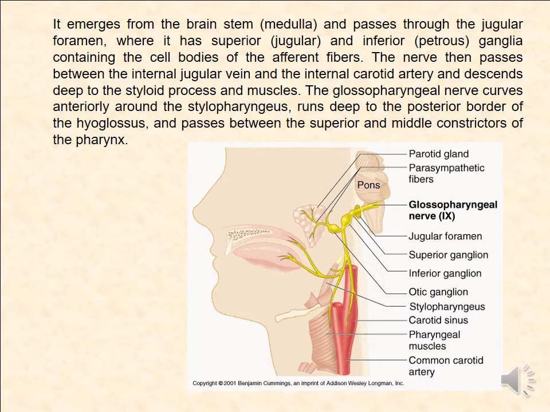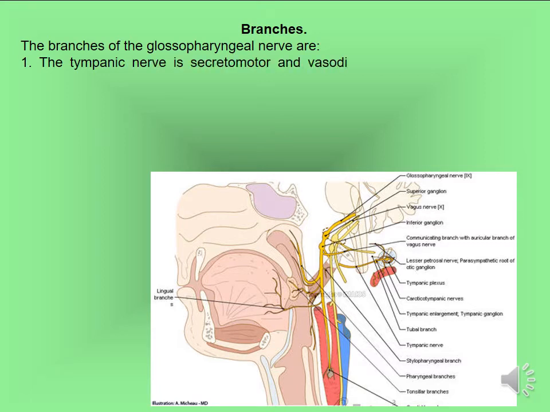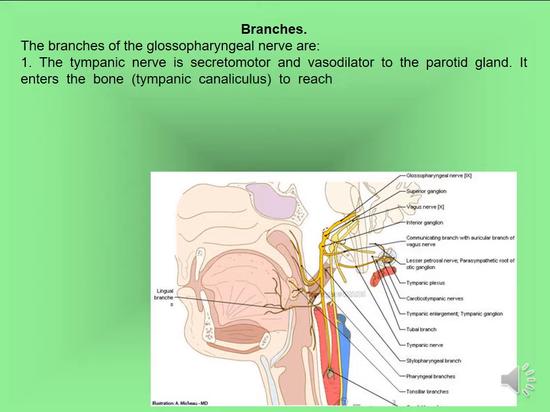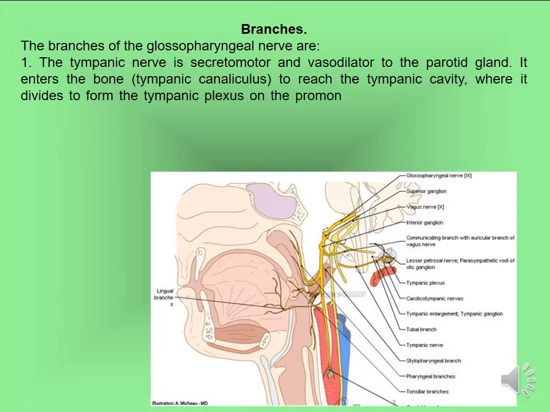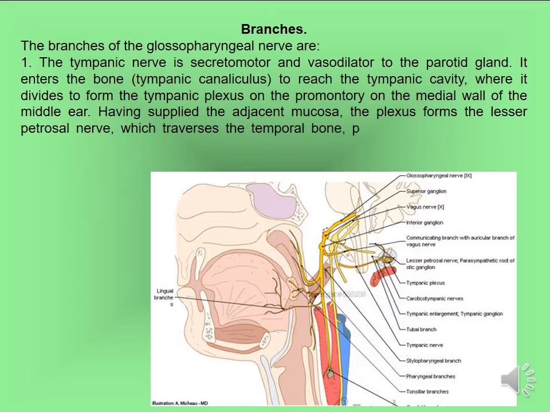This figure shows the origin of the glossopharyngeal nerve, that is from the medulla oblongata. The branching of glossopharyngeal nerve. The branches of glossopharyngeal nerve are, first, the tympanic nerve, which is secretomotor and vasodilator to the parotid gland. It enters the bony tympanic canaliculus to reach the tympanic cavity, where it divides to form the tympanic plexus on the promontory on the medial wall of the middle ear.